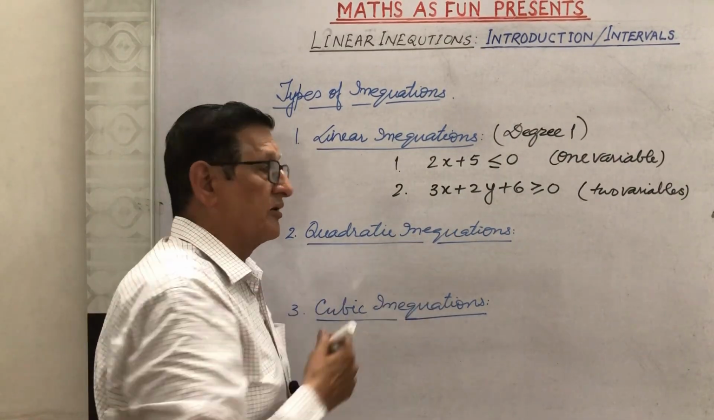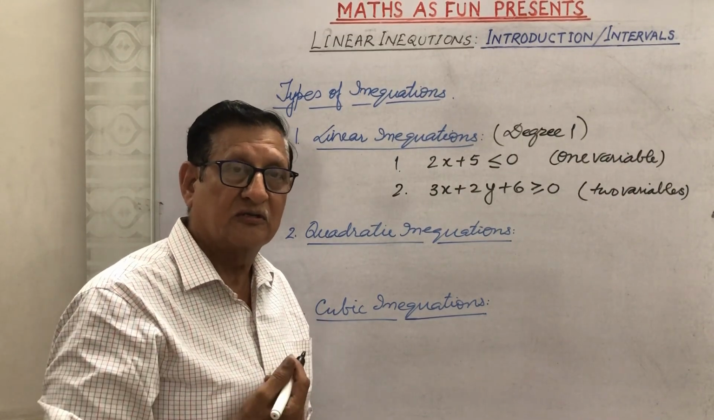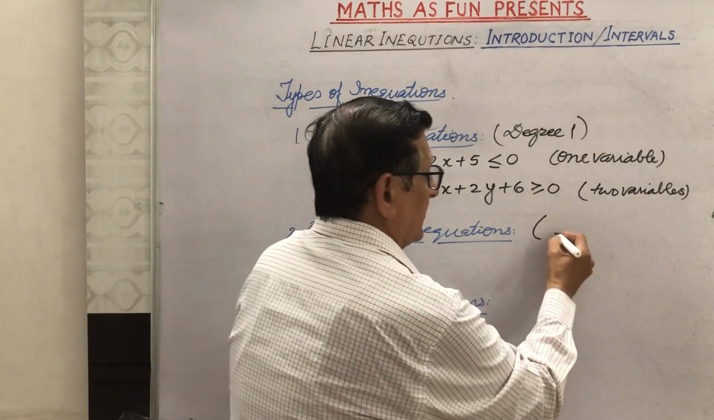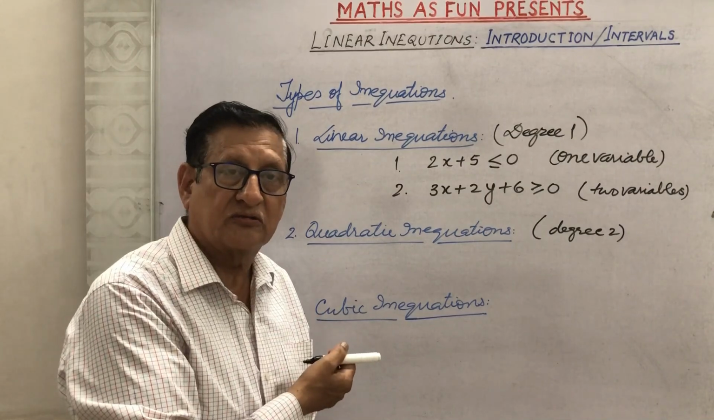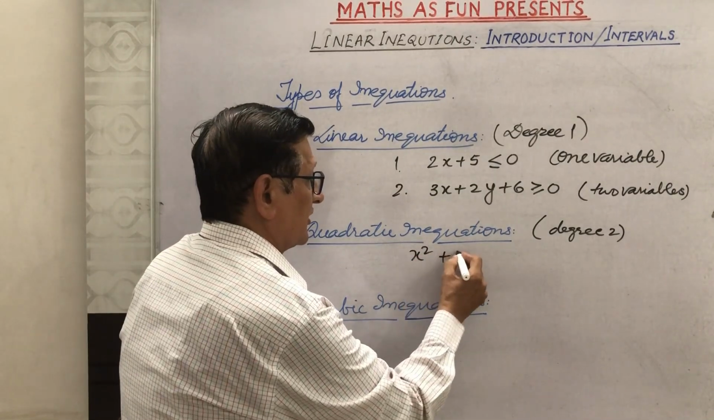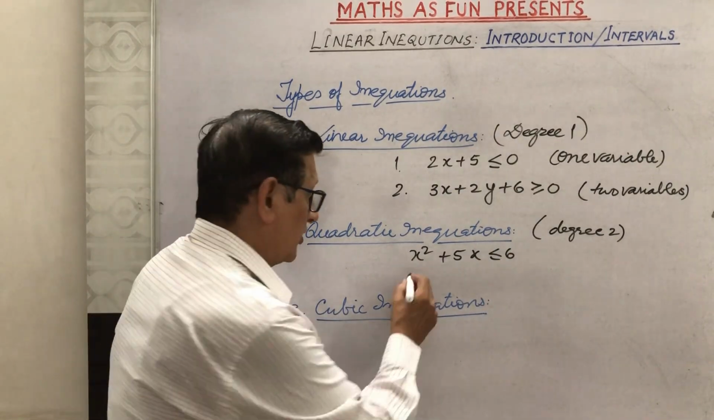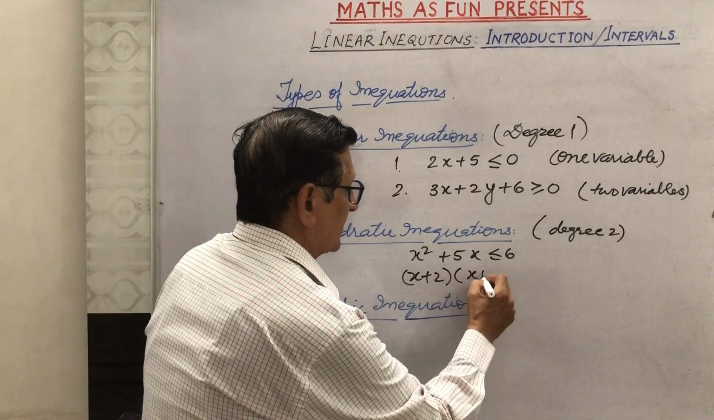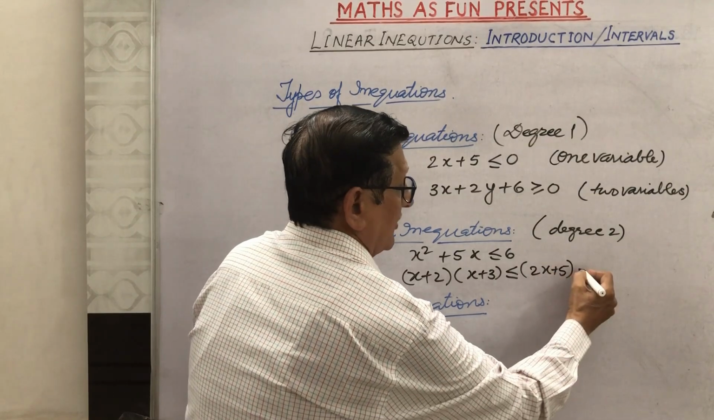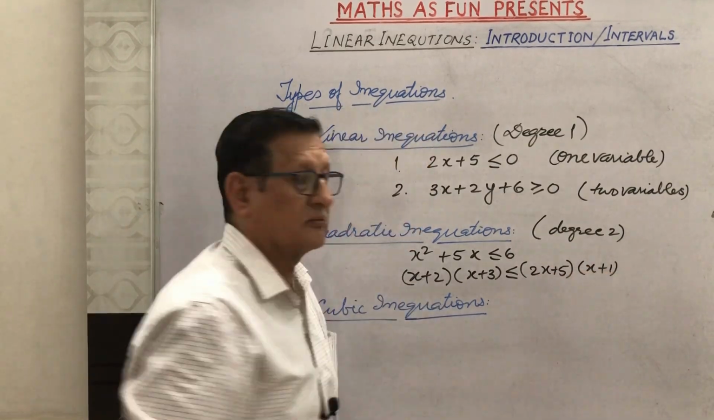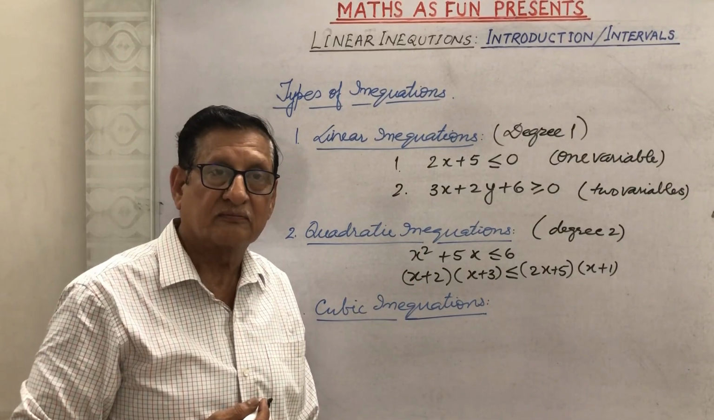Next, quadratic inequations. The equations of degree 2 are known as quadratic equations. Same here, the inequations of degree 2 are known as quadratic inequations. Like here we have x square plus 5x is less than equal to 6, or x plus 2 into x plus 3 is less than equal to 2x plus 5 into x plus 1. These are examples of quadratic inequations.